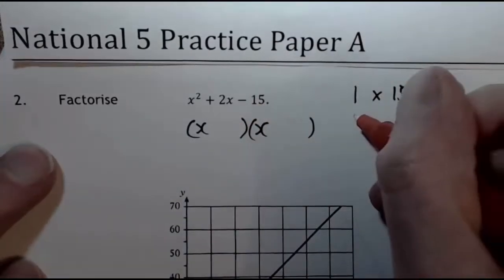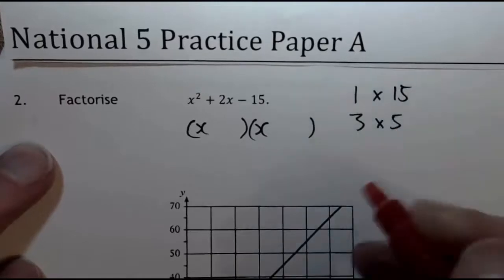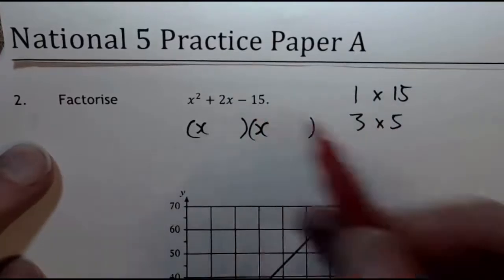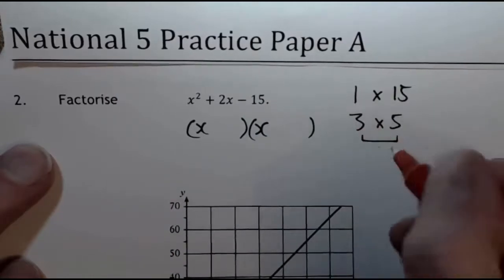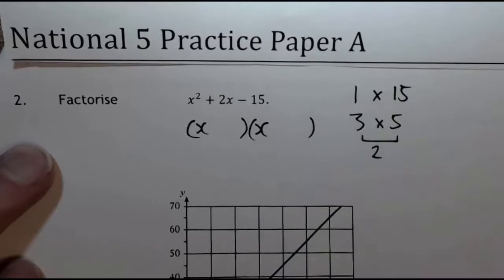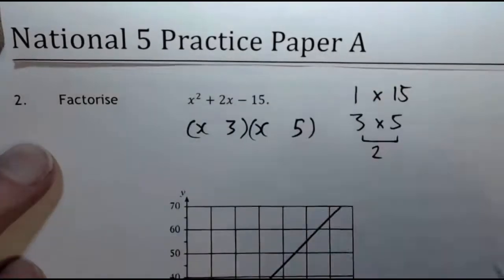So if we think, does 2? Well, 2 doesn't, but what about 3 times 5? What we've got is 3 times 5 gives you 15, and then you'll be thinking hopefully that, well, there's a difference of 2, right, so we could maybe take 3 away from 5. So what we do is we put in the 3 and the 5.